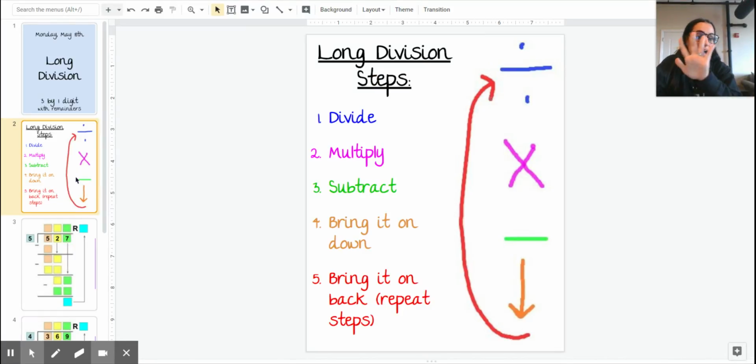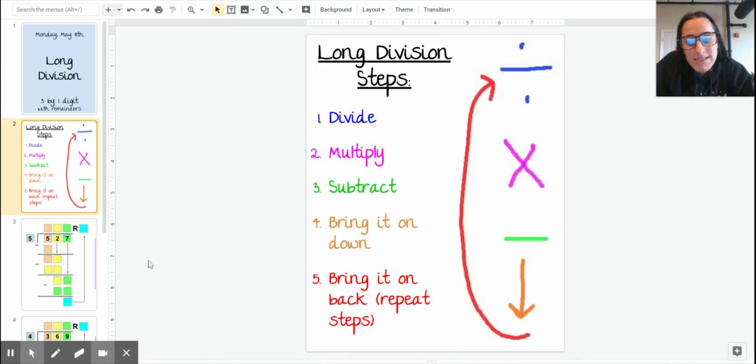So remember, there's 5 steps to solving a long division problem, and those steps are divide, multiply, subtract, bring it on down, and then you bring it on back or you repeat the steps. And remember, we have a helpful rap to help us remember those 5 steps. And it goes a little like this. Divide, multiply, and subtract. Bring it on down and bring it on back.